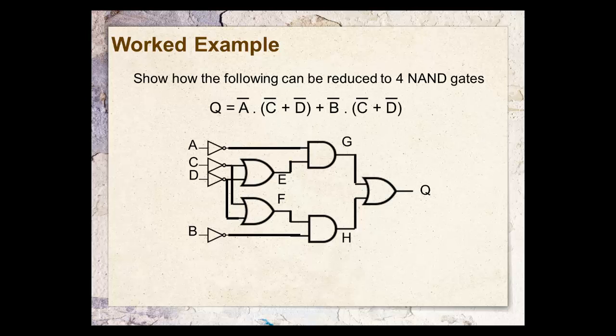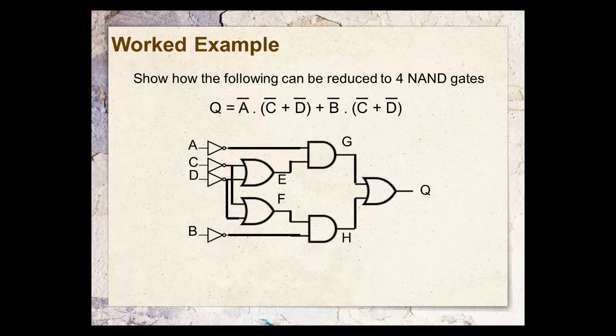I've got A and B. Not A is being ANDed with the result of ORing C and D, inverted. And I'm doing the same thing with B. The final thing I'm doing is ORing those two together to get this result at the end. Also note I've used the letter Q as the output. That's a traditional way of presenting it.